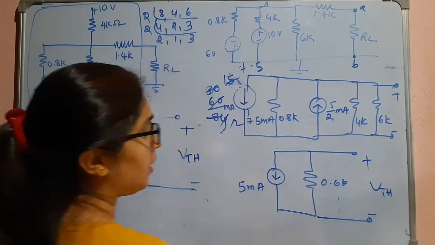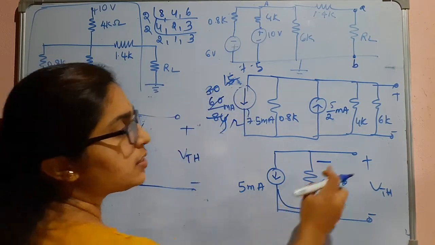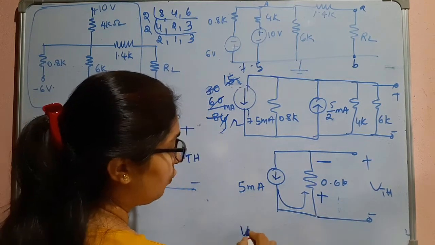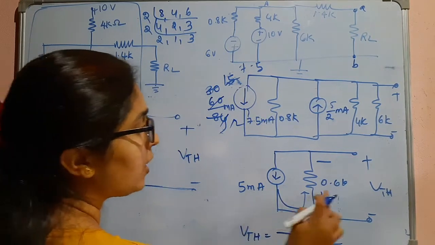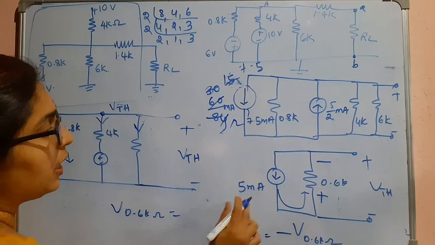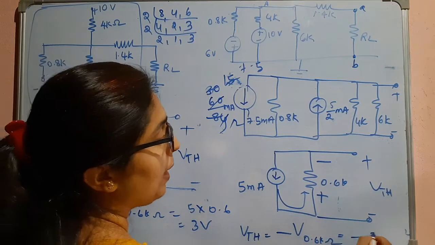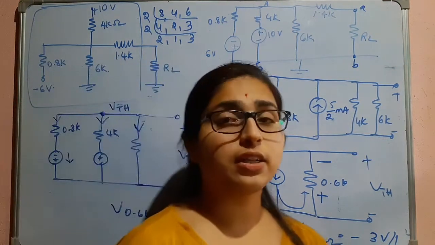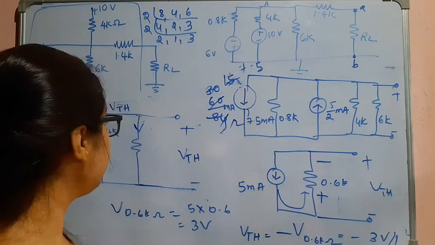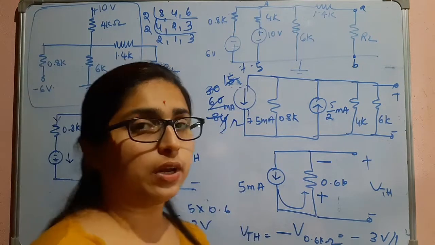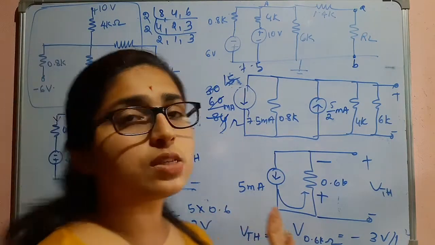Then we have VTH. See, this current is flowing in this direction, so the voltage drop will be like this. See the polarity, both are different. So VTH will be equal to minus of the voltage drop across the 0.6 kilo ohm. What is this voltage? That will be 5 milliampere into 0.6, which is 3 volts. So VTH will be minus 3 volts. So we have arrived at the same answer using the source transformation technique also. We have used source transformation and also nodal analysis to arrive at the answer. So this is all about this problem.